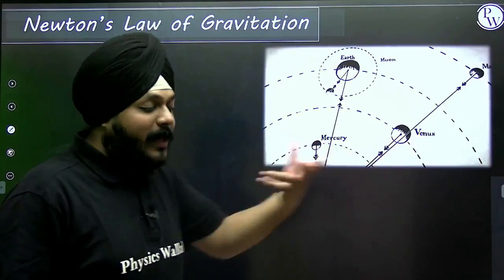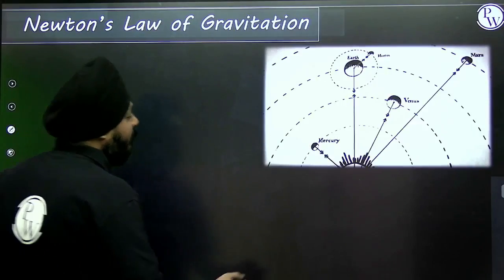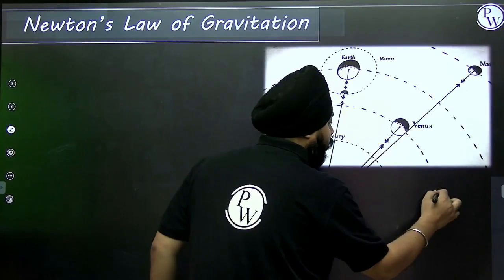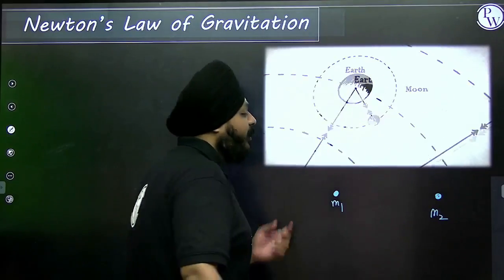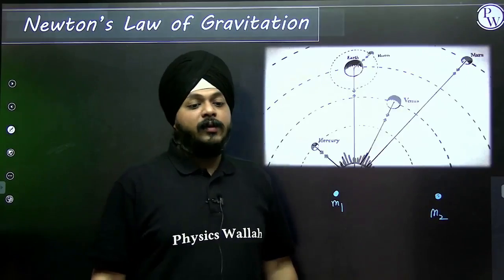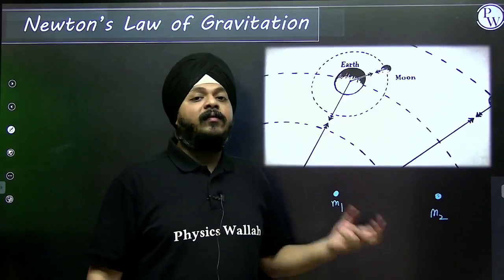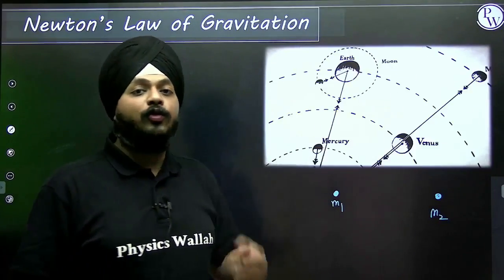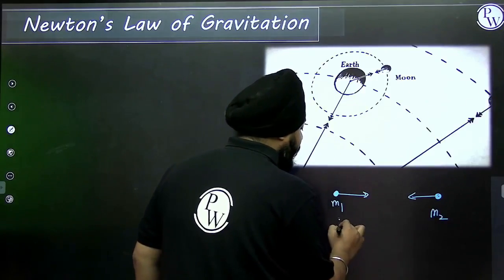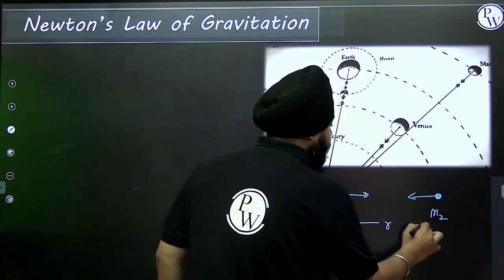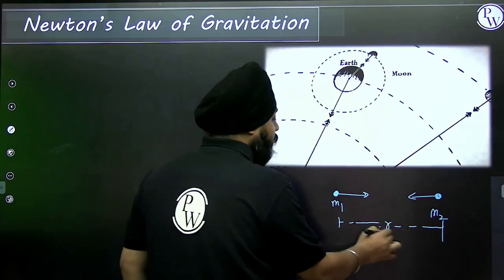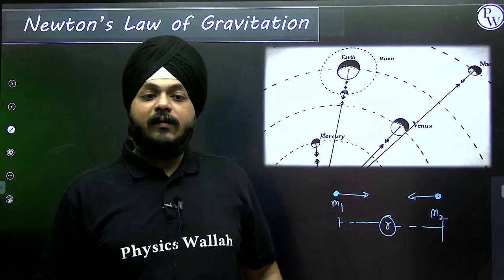So for that, let us take another example. Suppose this is mass m1, this is mass m2. These are the two particles. m1 has the tendency to attract m2, and m2 has the tendency to attract m1. So this tendency acts in terms of force. Suppose they are separated by the distance r.